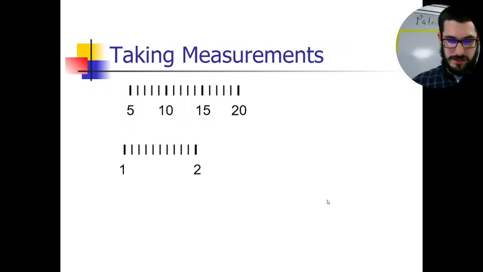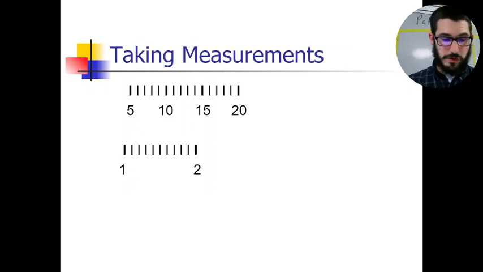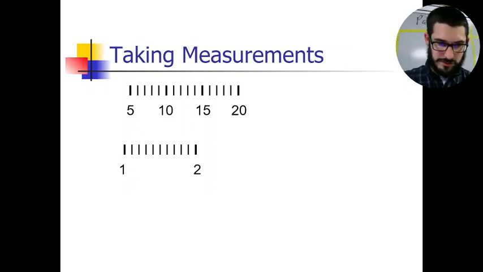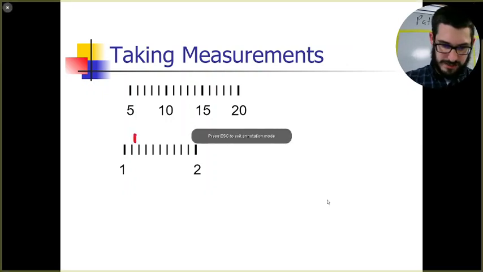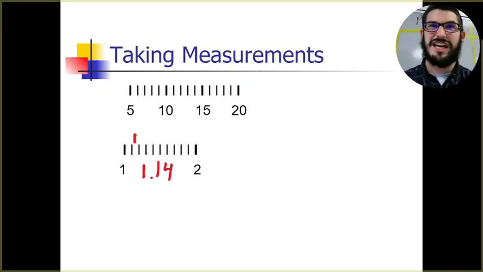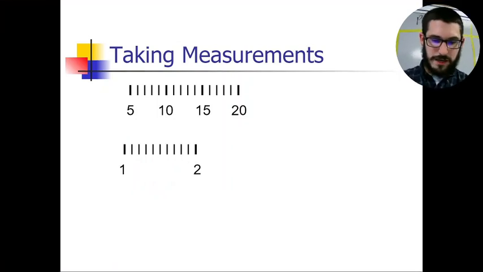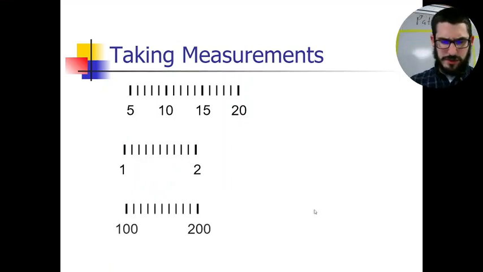If I have something that looks like this, then I've got more graduations between 1 and 2, so I can measure more accurately. So if I've got, say, a measurement right here, then that's going to be 1 for sure, 0.1, and then maybe 4, because it's almost halfway between the two. So 1.14. That's how you're measuring with significant digits.